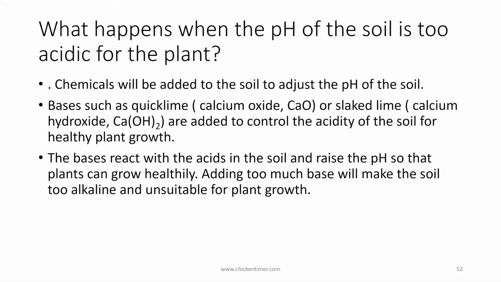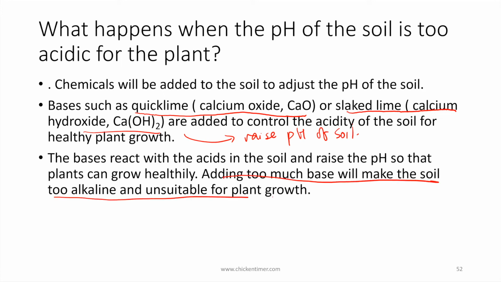In this case, chemicals will be added to adjust the pH of the soil. If the soil is too acidic, bases will be added. So you have calcium oxide, calcium hydroxide will be added. What these do is raise the pH of the soil. But of course, you must add with caution, because adding too much base will make the soil too alkaline and unsuitable for plant growth.